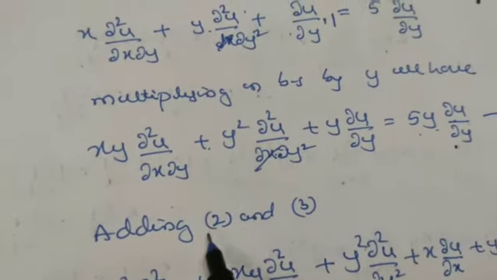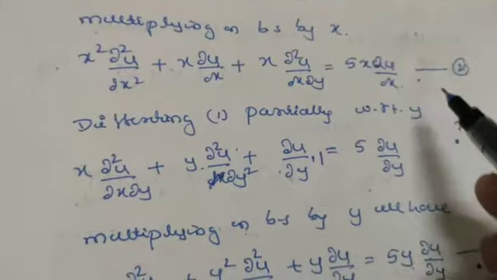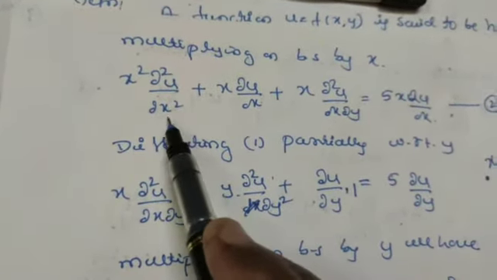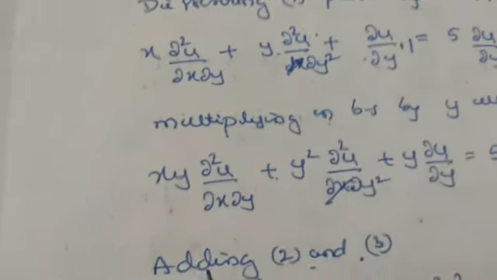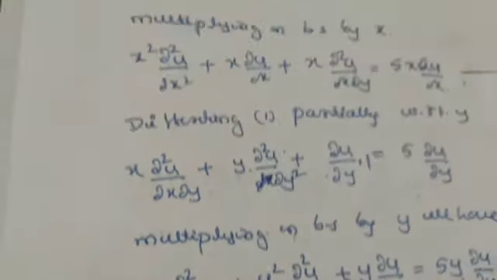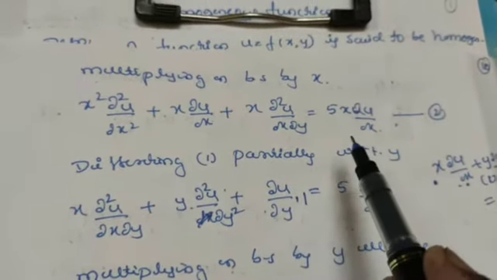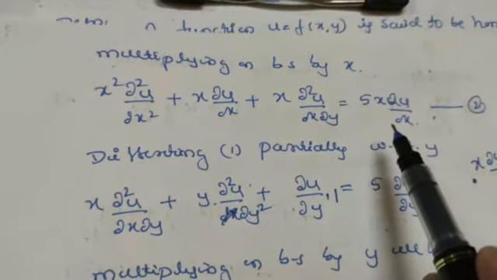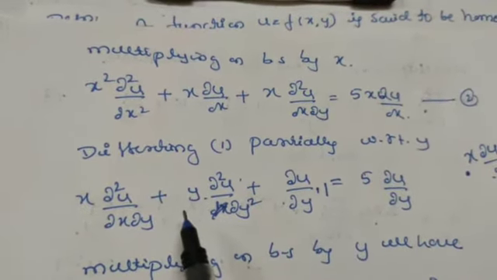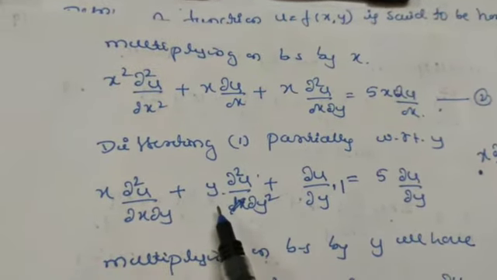Now adding these two equations, 2 and 3. Let us take the first term, x² ∂²u/∂x². Here we don't have any such term in equation 3, so you write this one as it is, x² ∂²u/∂x² plus. In equation 2 we have x into y, we have to multiply on both sides with y.